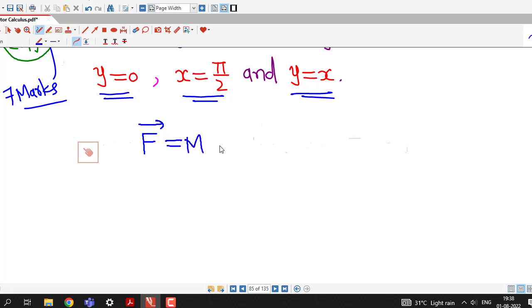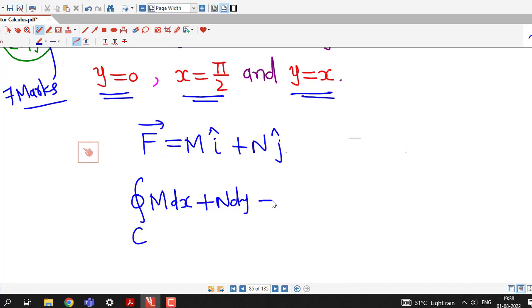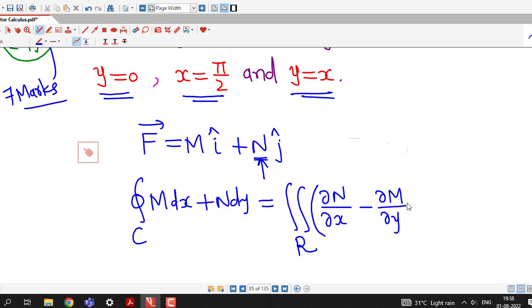Suppose f bar is equal to M i plus N j, then line integral M dx plus N dy along given curve C is equal to double integral over region R of del N by del x, that is derivative of second component with respect to x, minus derivative of first component with respect to y, and we have to integrate over this region R. R will be the region enclosed by given curve C.